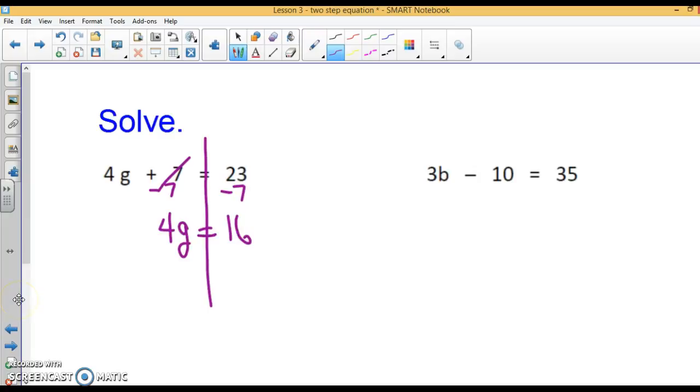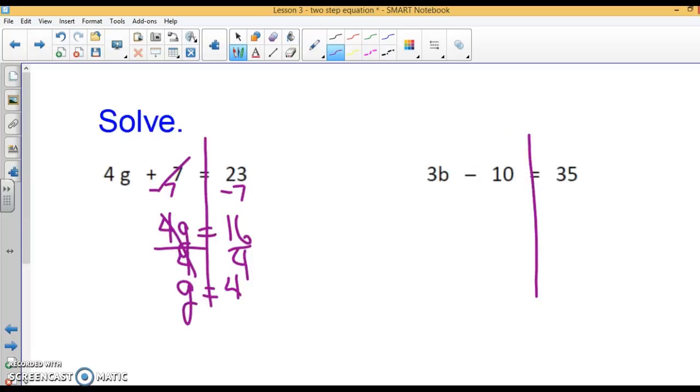Now look, I'm in a one-step equation. This is 4 times g. What's the opposite of multiplying by 4? I divide both sides by 4. 4 divided by 4 is 1, so I'm left with 1g, which is just g, equals 4. That's what I call your classic two-step equation.